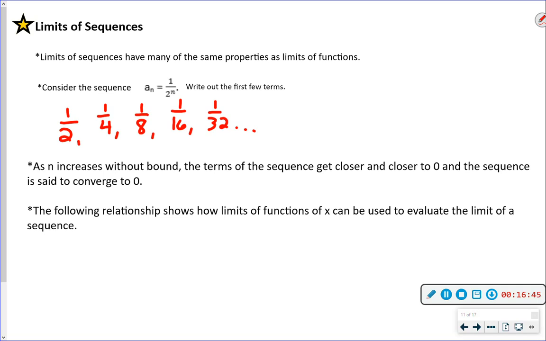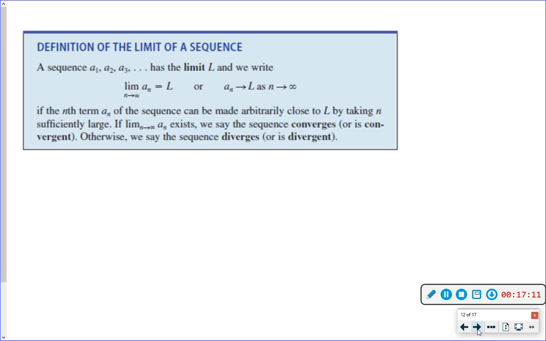Because we're going to keep getting larger and larger denominators, those are going to get closer and closer to 0, just for the record. So that's what this is talking about. The terms of the sequence get closer and closer to 0. Little vocabulary for you: we say that it's convergent, or converges to 0. Divergent means, of course, it doesn't come to a number. It's a DNE. Okay, so that's what this is saying to you.